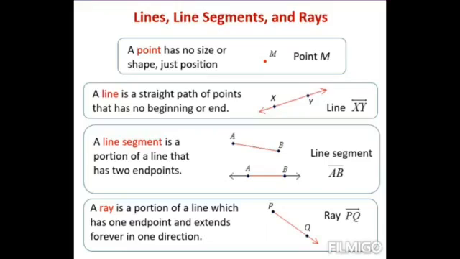Let's start with a quick recapitulation. Point: a point has no size or shape, just position. Line: a line has no endpoint. We can extend it in both directions. A line segment has two endpoints. And the last one is a ray. A ray is a portion of a line which has one endpoint, and from the other we can extend it.